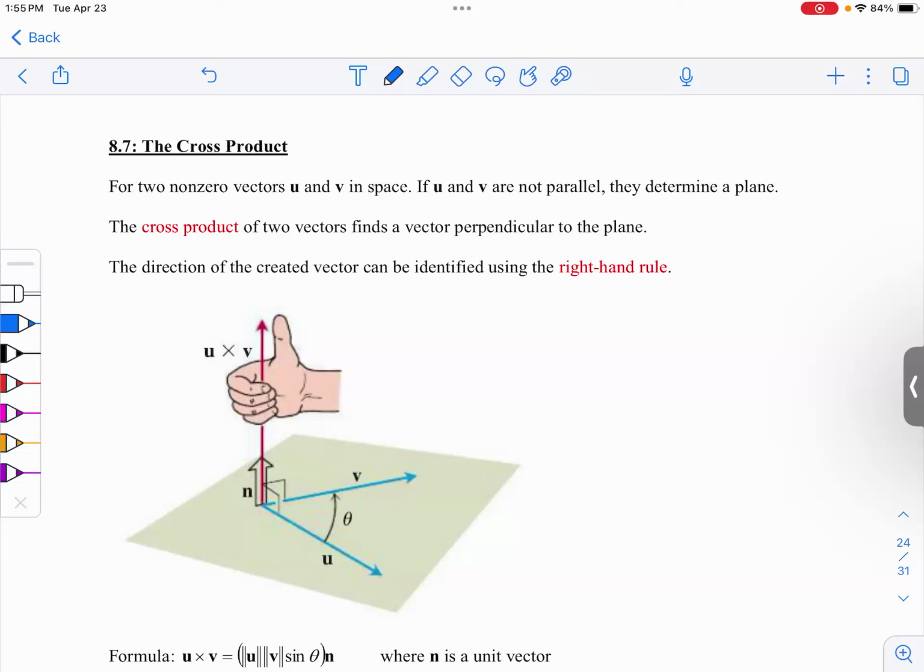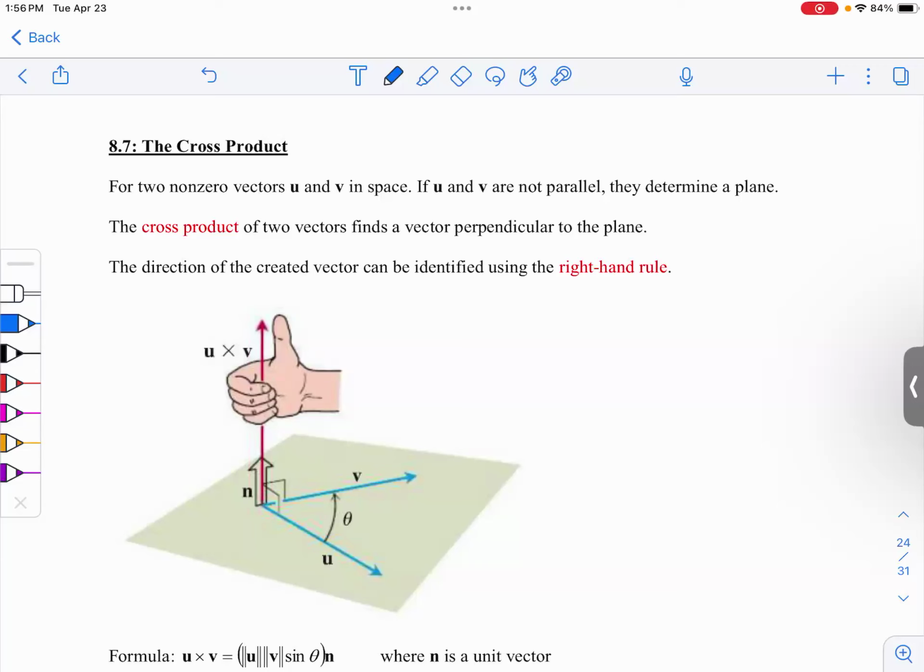There's a nice simple rule known as the right-hand rule. When you have two vectors, order matters here, unlike the dot product. u cross v is different from v cross u. So the order matters. If I start with vector u, I take my right hand and I multiply it in the direction of v.